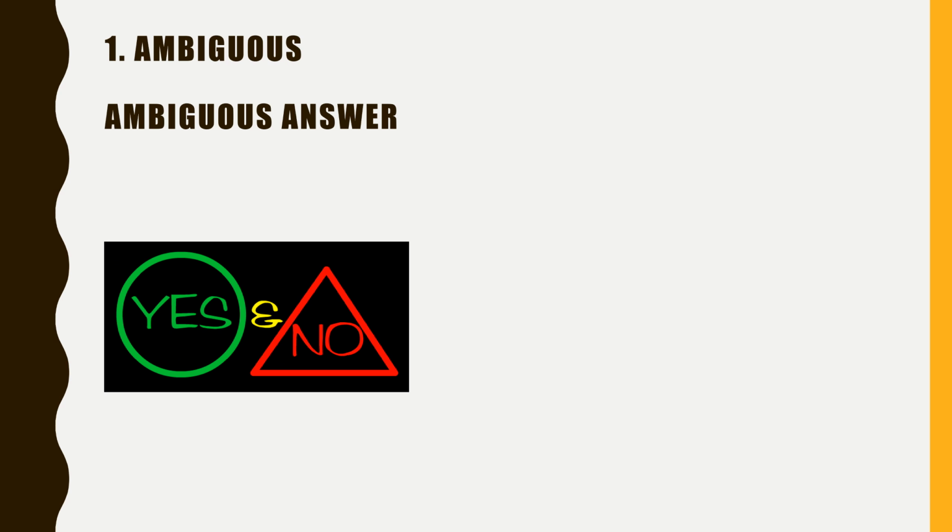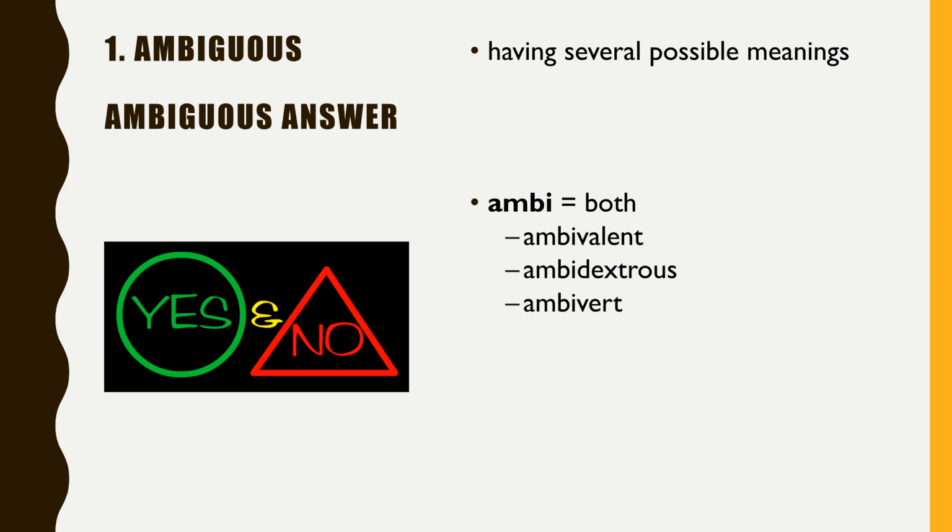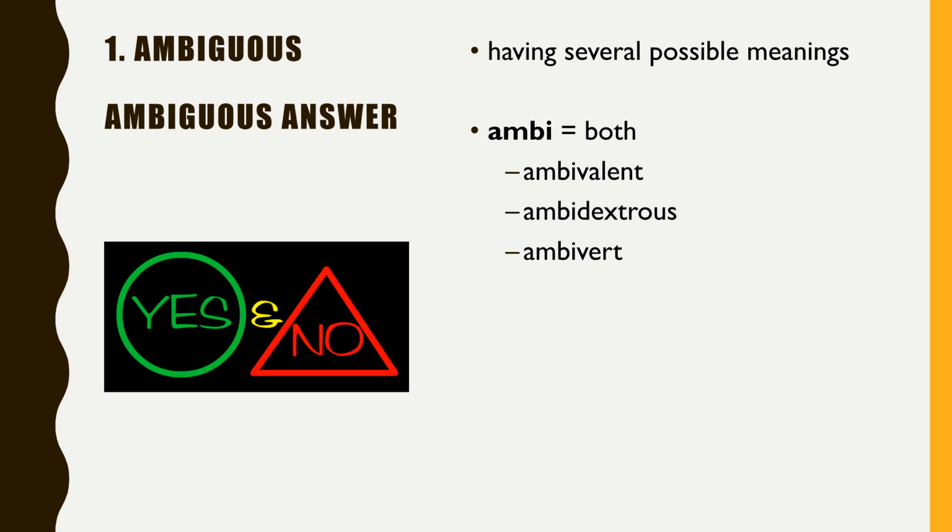Ambiguous. Ambiguous answer. Ambiguous means having several possible meanings, usually two. It could mean yes or it could mean no. It could mean two different things because the root there is ambi. Ambi means both, which we have seen before, as in the word ambivalent, when we say she felt ambivalent. She felt both love and hate. Or if you are ambidextrous, it means you use both of your hands equally well.